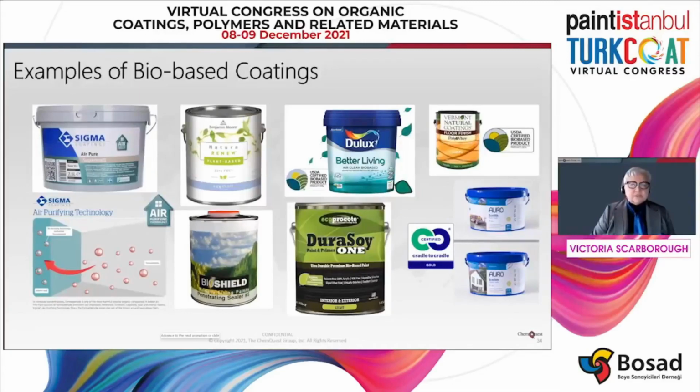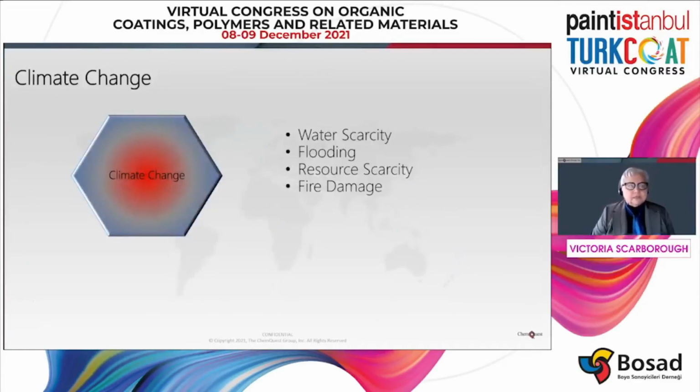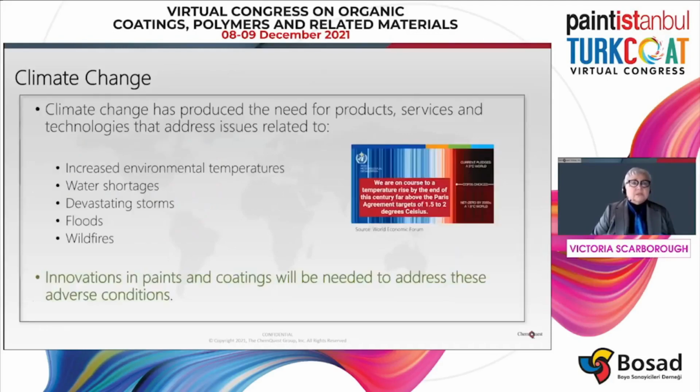So now we're going to transition to the last megatrend I want to talk about today, and that's climate change. There's nothing more important today in my mind than the subject of climate change and what it's doing to all of us. Obviously a huge megatrend, but it's creating a lot of water scarcity, flooding, some resources that are scarce, and fire damage. So let's look at it from the fact that there's a lot of products, services, and technologies that are needed now to address the harmful effects that we see from climate change, like these increased environmental temperatures that we've seen across the world, water shortages and droughts, and then conversely, devastating storms that create floods.